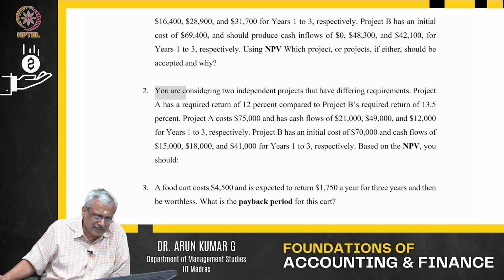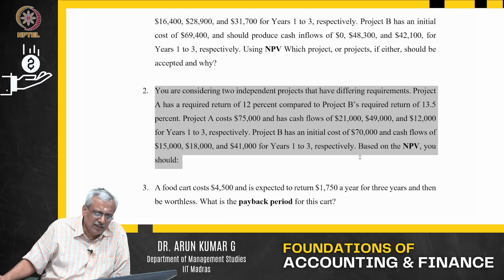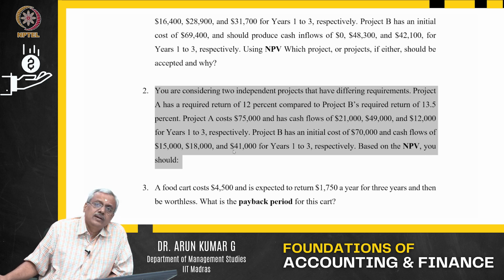Let me consider this second problem. You are considering two independent projects having different requirements. Project A requires a 12% return, compared to project B's required rate of return of 13.5%. Project A costs 75,000 and has cash flows given for years 1 to 3. Project B costs 70,000 and has cash flows. Based on the project NPV, which one should you choose? Let's take up this problem as we discussed.